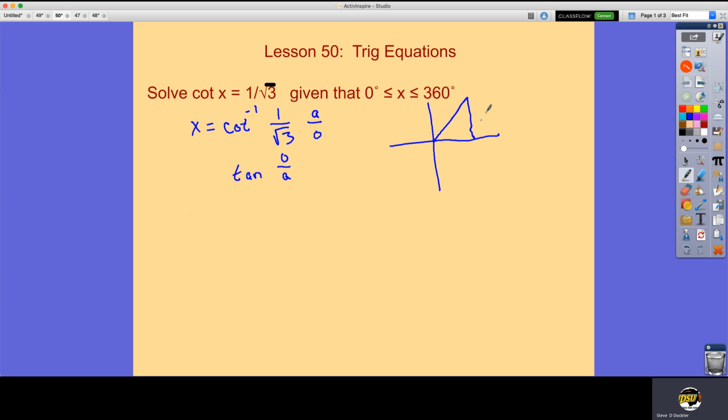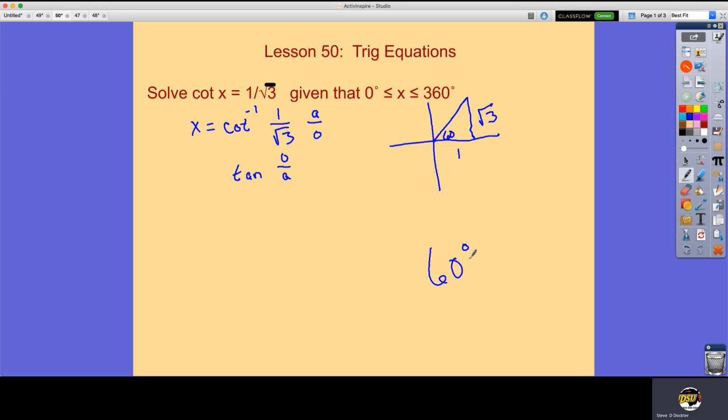So we're up here. Opposite side is square root of 3. Adjacent side is 1. What is our reference angle going to be here? 60. Yep, it's opposite our square root of 3. So we've got a 60-degree angle there. So that's our first answer. It falls in between 0 and 360. So that's one of our answers.